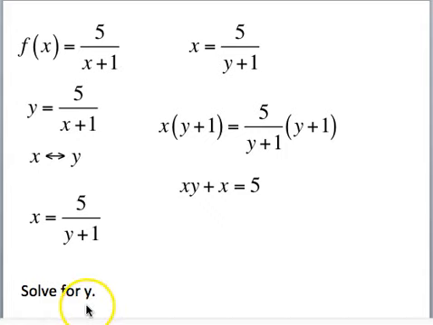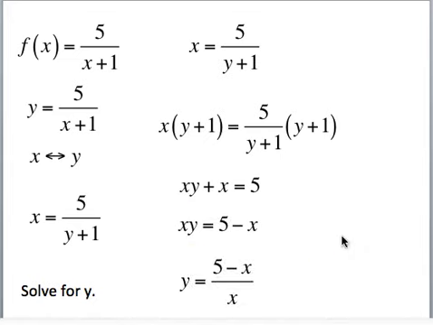Goal is to solve for y. So subtract x from both sides of the equation. So it'll give me xy equals 5 minus x. And then to solve for y, we're going to need to divide both sides by x.